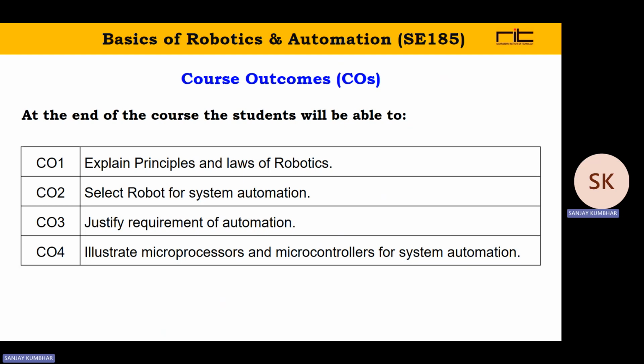So first, at the end of this course, you will be able to explain principles and laws of robotics. Second, select robot for system automation. Third, justify requirement of automation. And fourth, illustrate microprocessor and microcontrollers for system automation. So these are some course outcomes of this robotics and automation.